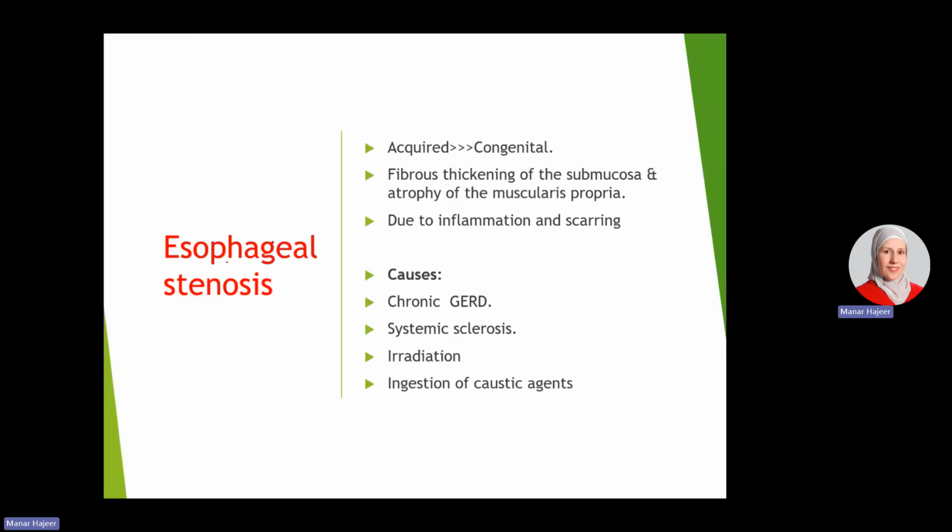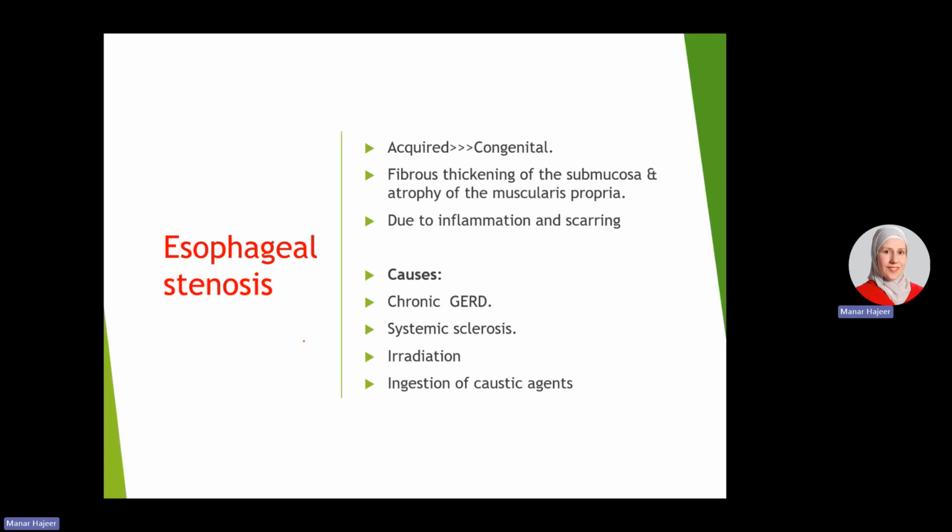Esophageal stenosis is considered an acquired cause in most of the cases. It is characterized by fibrous thickening of the submucosa and atrophy of the muscularis propria. This will cause an impedance to the flow of food through the esophagus. This stenosis is usually due to inflammation and scarring upon a previous injury. The causes of stenosis, most of the time, sometimes it's chronic gastroesophageal reflux disease, which could be associated with ulcerations that are repaired by fibrosis and will lead to stenosis and narrowing of the esophagus.